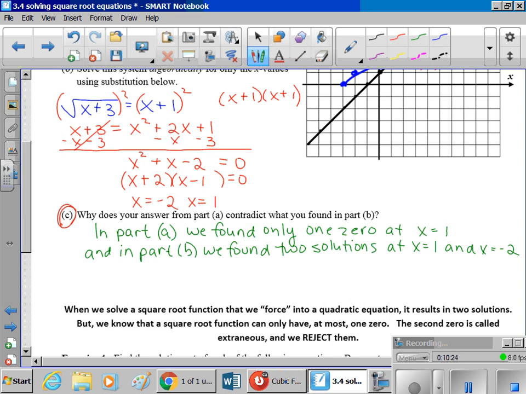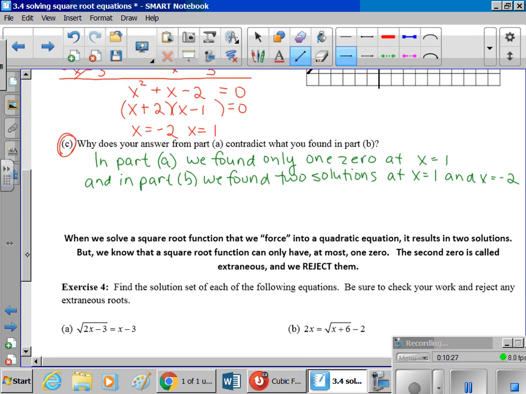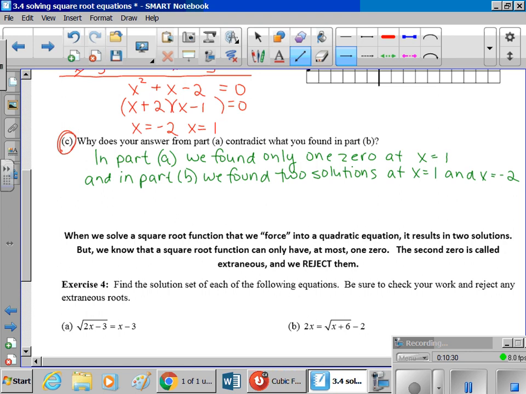So as you can read on here, and I'm kind of going to just read this to you, it says when we solve a square root function that we force into a quadratic equation, it results in two solutions, and that's exactly what just happened. When we start with the square root problem that ends in a quadratic, it forces it into two solutions. But we know that a square root function, when it's a linear function like this one was, can have at most one zero. So the second zero is called extraneous, and then we reject them. So in this case, you would actually have to go back and check to see which one of these is the root, and you can do it by using your calculator, because you can reject it without actually doing the algebra. But you have to make sure you reject one of them.